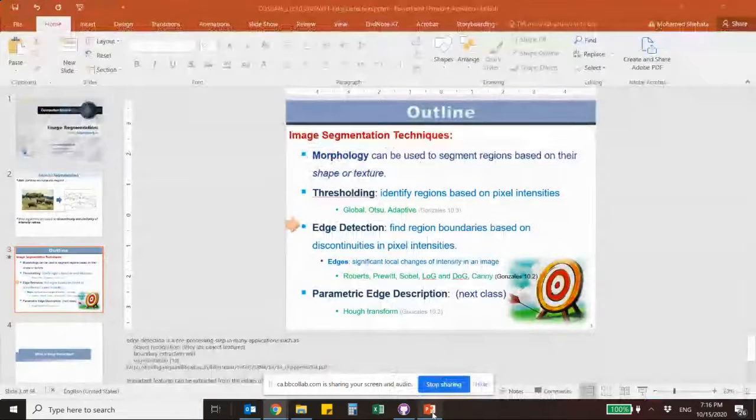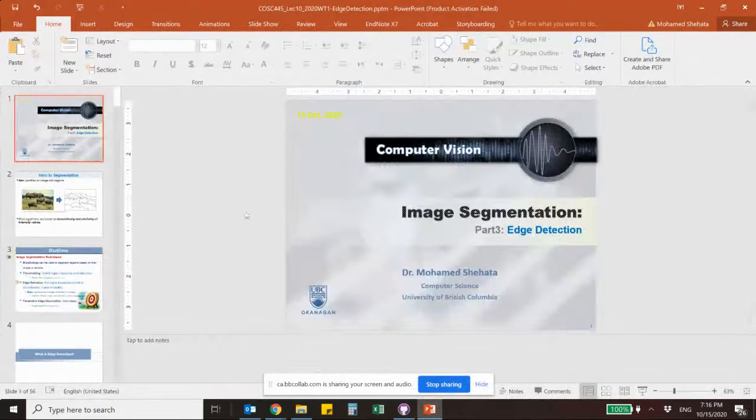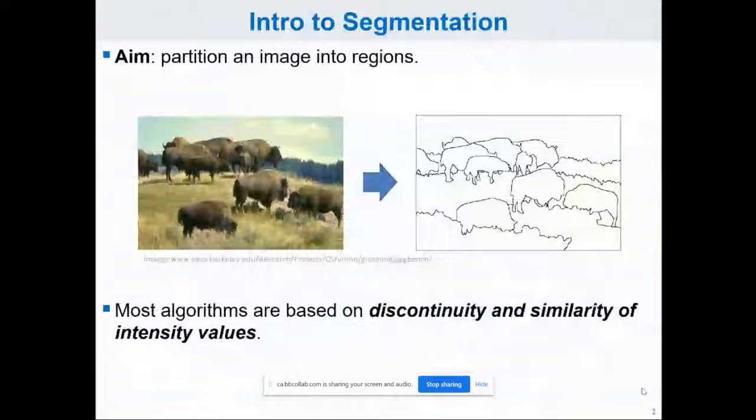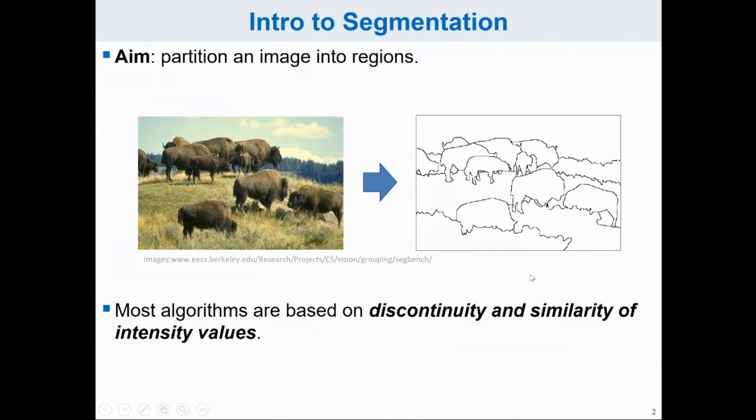Today we are going to talk about image segmentation, and we are going to continue on more techniques for image segmentation. In particular, today we are going to talk about edge detection. So edge detection is basically one of the techniques for segmentation. And segmentation, if you recall, was our way of segmenting foreground objects or outlining foreground objects from backgrounds. Most algorithms are based on discontinuity and similarity of intensity values within an image.